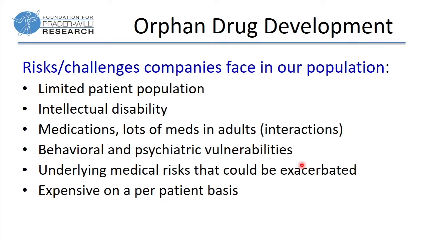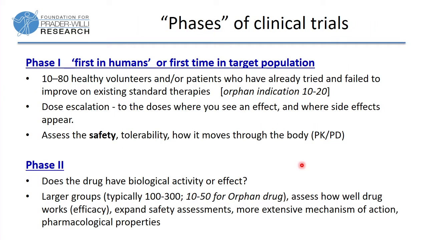So a company has to weigh those things and decide whether the PWS route is the best thing for their drug. I'll just talk briefly about the phases of clinical trials. Most drugs go through phase 1, phase 2, phase 3 trials. Phase 1 is sometimes called the first-in-human trial.